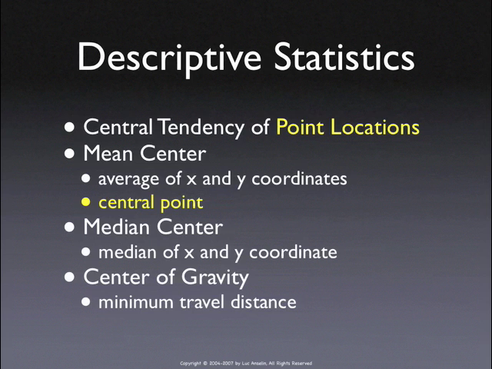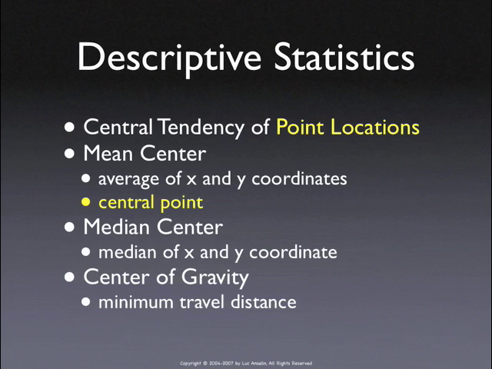You take the average of the x-coordinates, you take the average of the y-coordinates, whatever that turns out to be, that is your mean center or central point. Very easy to compute. And it's straightforward to extend that and use a median. So you take the median of the x's and the median of the y's, that is a median center. These two are very simple summaries of the point patterns, of the locations of the points.